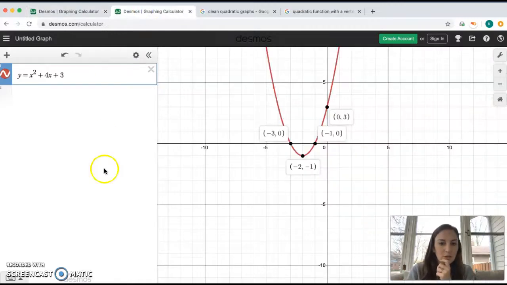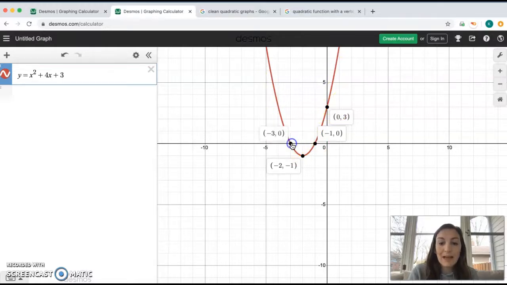So let's look at another equation here. Just a basic graph of x squared plus 4x plus 3. Let's look at how this mirrors. We have our vertex at (-2, -1). And then all my points are going to perfectly mirror each other.